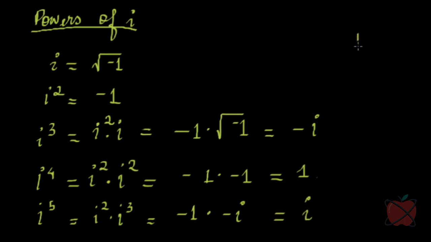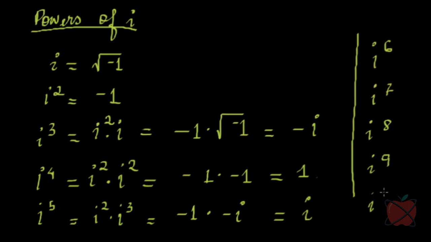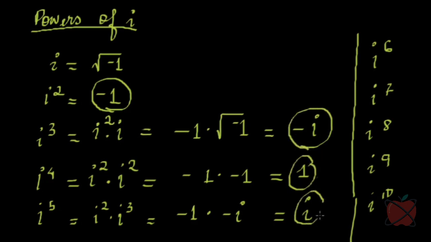Then I want you to continue on your own and calculate i to the power 6, i to the power 7, i to the power 8, 9, 10, etc. Do this and you will notice a certain pattern. You will notice that the value minus 1 gets repeated after some time. Then minus i also gets repeated, i, 1 and i.